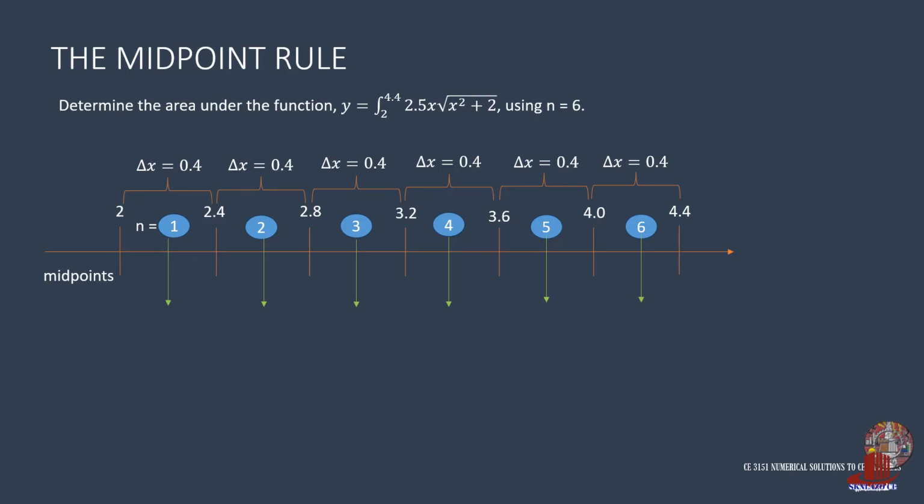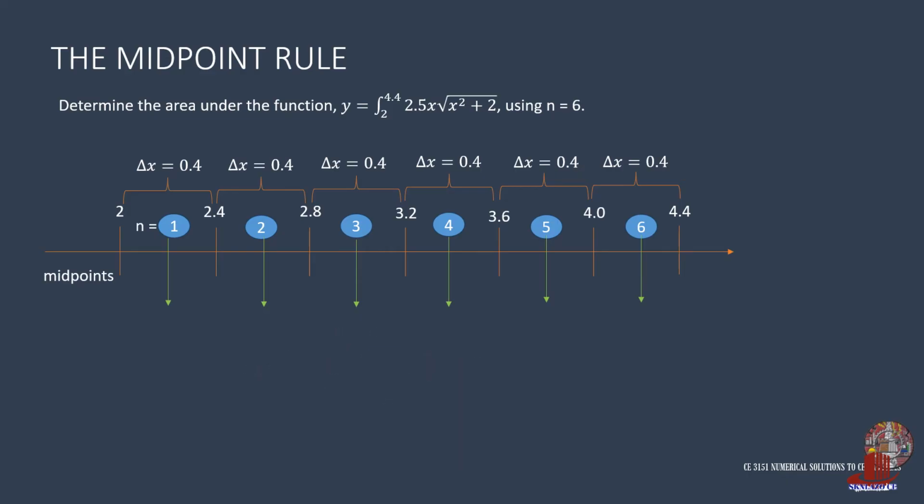For the third strip, the midpoint is half of the summation of 2.8 and 3.2, which is 3. The area then is y, which is 2.5 times 3, with the root of 3 squared plus 2, multiplied by delta x, which is 0.4. The third area is then simplified as 3 root of 11.